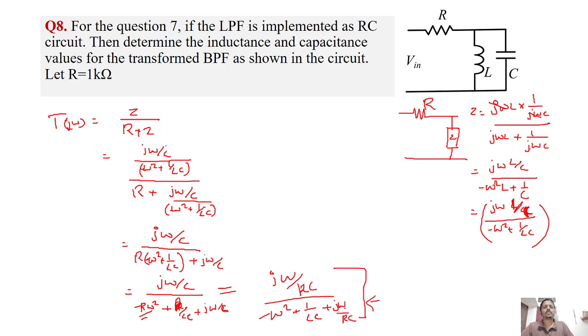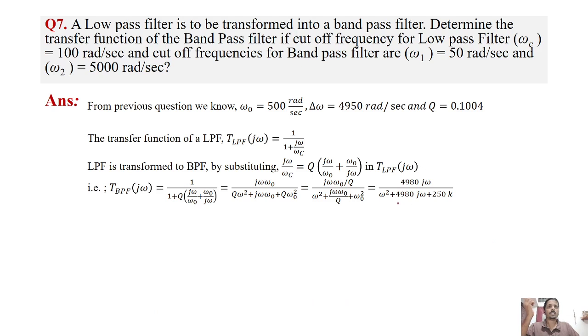I can compare with the previous one. So I already know the numerator and denominator of the transfer function of the bandpass filter that I found during the transformation in the previous question. So this was the equation. So I can substitute here. I think here also I missed that minus value, right? So here there will be a minus. I'm really sorry for that. There will be a minus term here also.